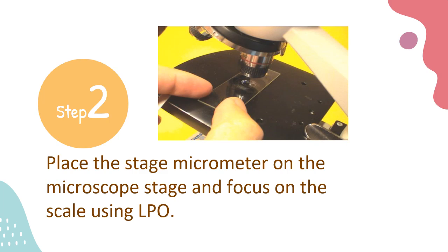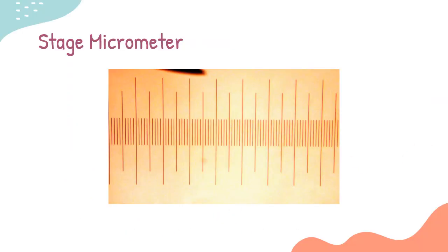Like this, okay? So once the ocular micrometer is in place, step 2 is now we will need to place the stage micrometer, this thing that looks like a slide, on the stage of the microscope and focus it using the low power objective. Okay, remember the low power objective. So this is how the stage micrometer looks under the microscope.